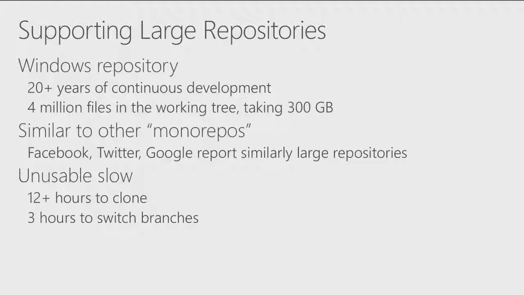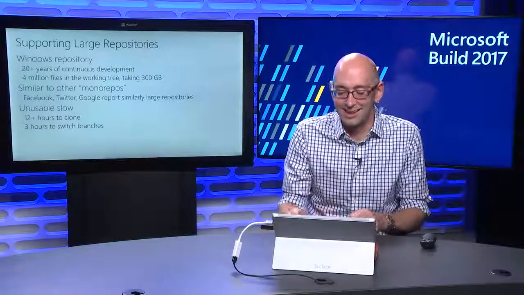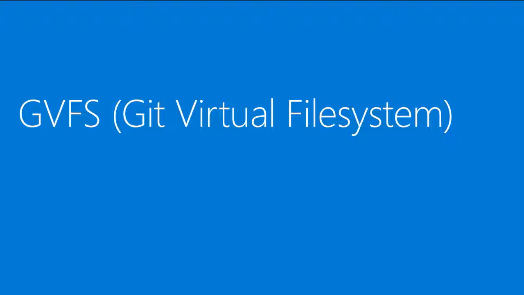When we first put Windows into the Git repository, it took about 12 hours to clone, and it took about 3 hours to switch branches. So if you're using Git, if you want to use the functionality of a distributed version control system and have fast branching and merging, having 3 hours does not cut it. So we've introduced something we call GVFS, which is the Git Virtual File System.